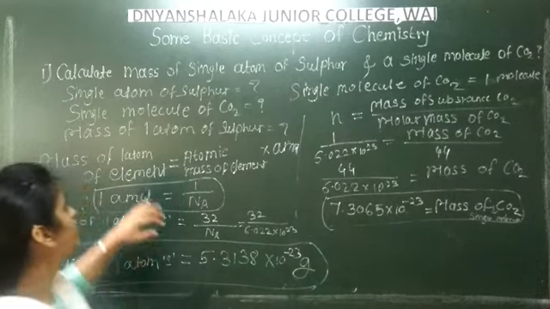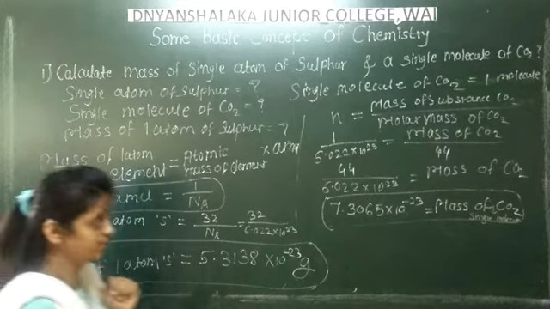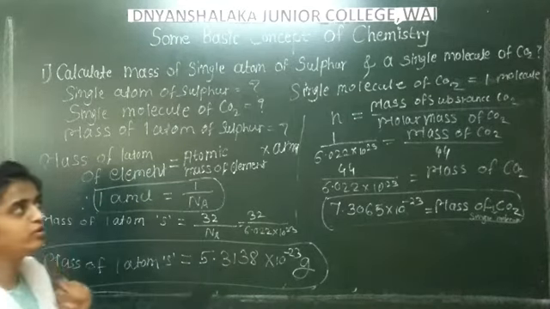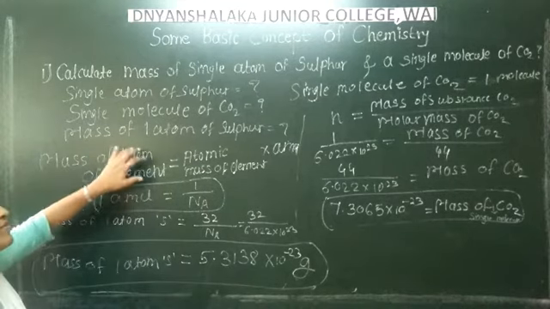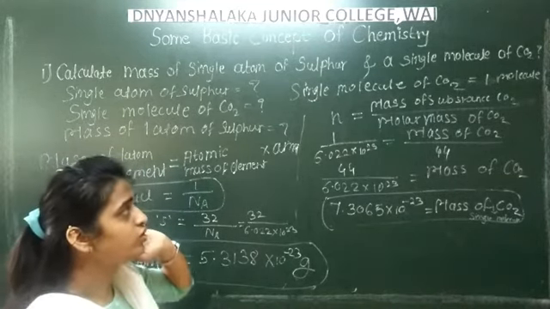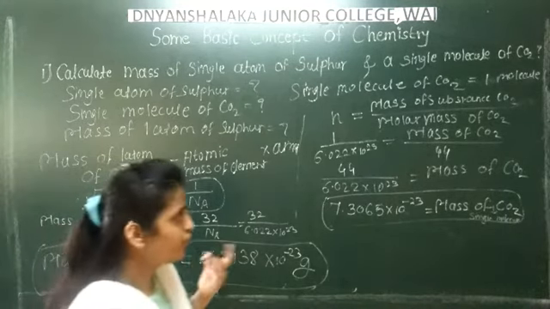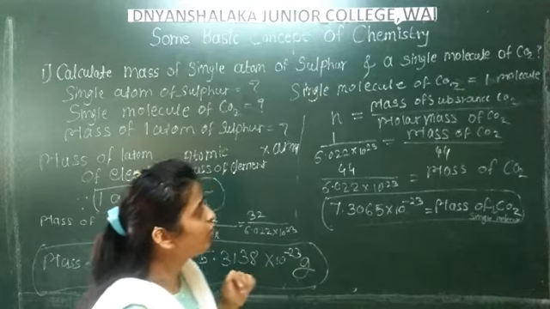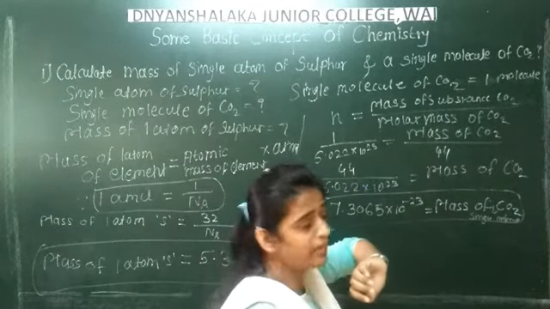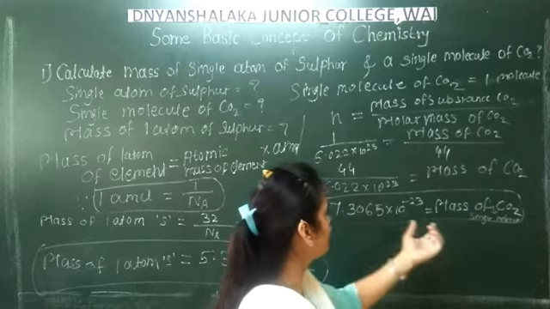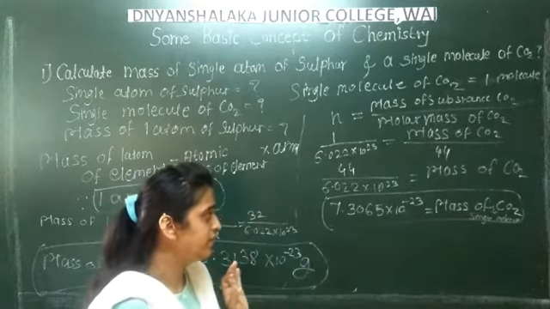Again we explain this example. Calculate the mass of a single atom of sulfur and a single molecule of carbon dioxide. The given value is only one molecule of carbon dioxide. Using the second formula we solve for the number of moles, and using the number of moles we find the mass of carbon dioxide. The mass of a single molecule of carbon dioxide is 7.3065 into 10 raised to minus 23 gram.